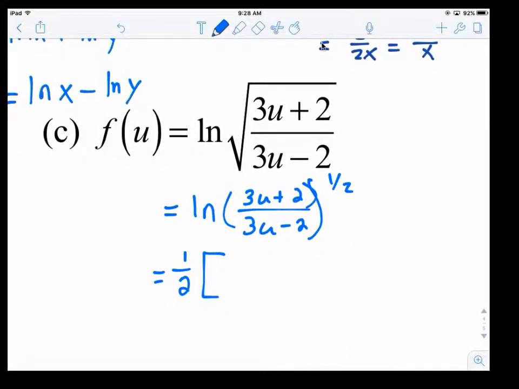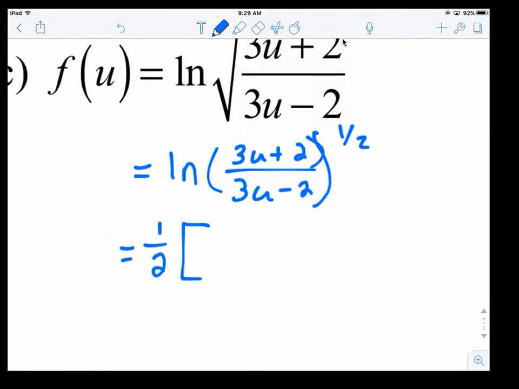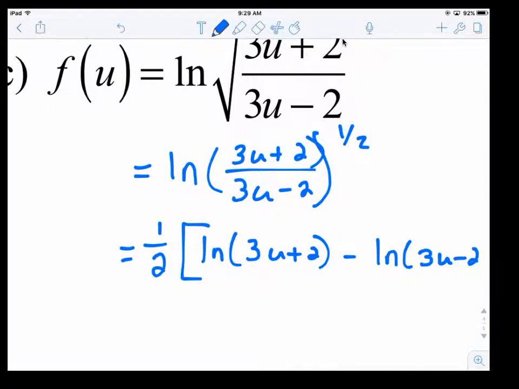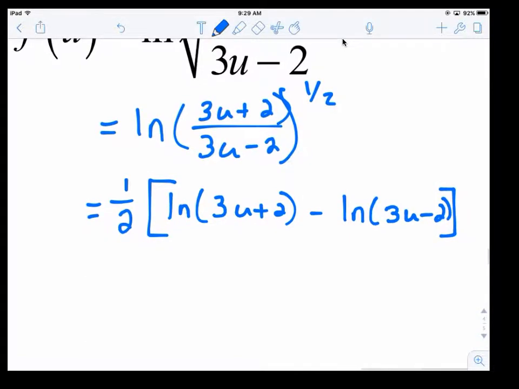Dante said the ln of your numerator minus the ln of your denominator, right? Because it's a quotient there, so you can split that up. So you have the ln of 3u plus 2 minus the ln of 3u minus 2. Right, so these two parts stay the same, but I can split the fraction up by using subtraction. Now it's a lot easier to figure out the derivative.